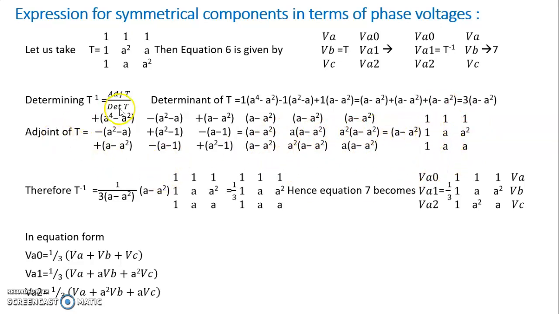So substituting the adjoint and determinant here, T inverse is equal to whatever adjoint we got over whatever determinant we got. If you solve it, these two will get cancelled, leaving 1 by 3, and this matrix will remain. So in equation 7, I will replace T inverse: VA0, VA1, VA2 equals 1 by 3 into the matrix 1 1 1, 1 a a square, 1 a square a, as we have maintained. This can also be written in the form of equations: VA0 equals 1 by 3 (VA plus VB plus VC), VA1 equals 1 by 3 (VA plus a VB plus a square VC), and VA2 equals 1 by 3 (VA plus a square VB plus a VC).